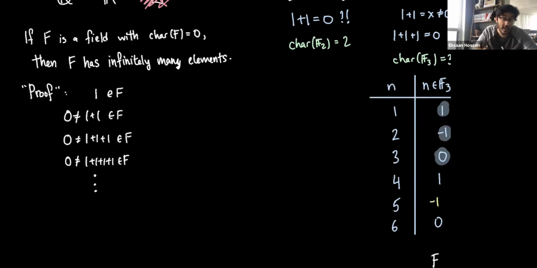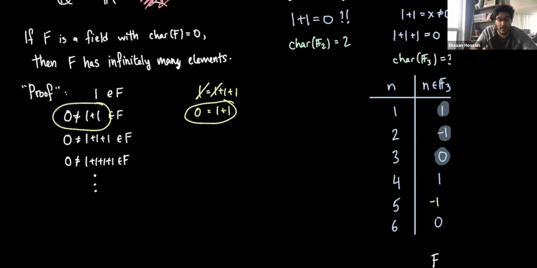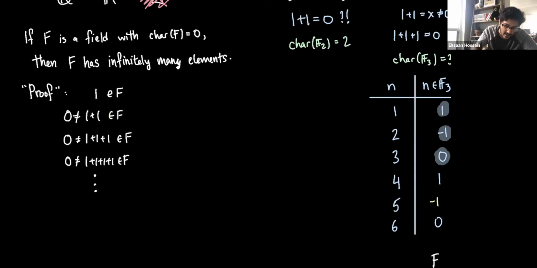So it looks like it has infinitely many elements, but I might be repeating them, right? 1 might be equal to 1 plus 1 plus 1. But if 1 was equal to 1 plus 1 plus 1, then I could cancel the ones from each side. I would get 0 equals 1 plus 1, and that's definitely not true because I just said 1 plus 1 is not 0. So all these elements are distinct.